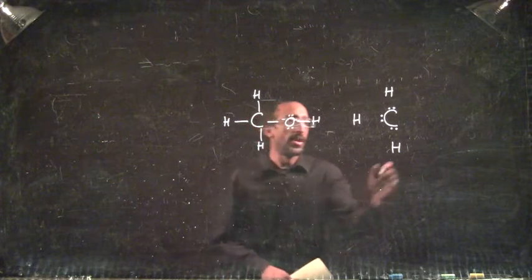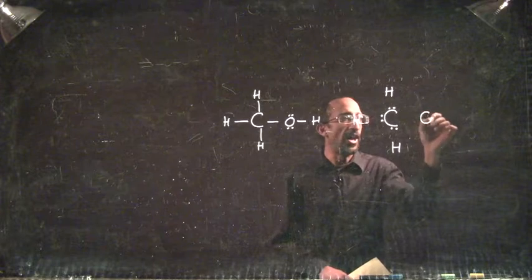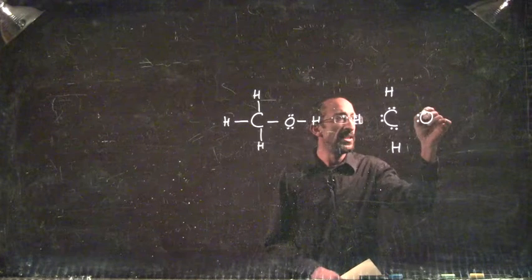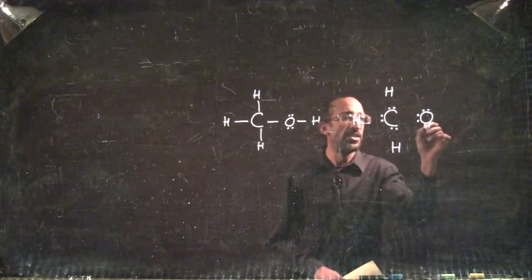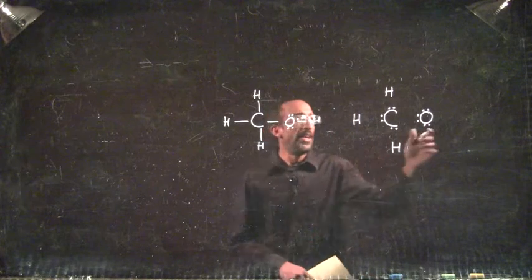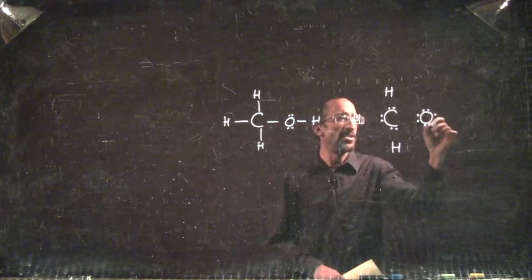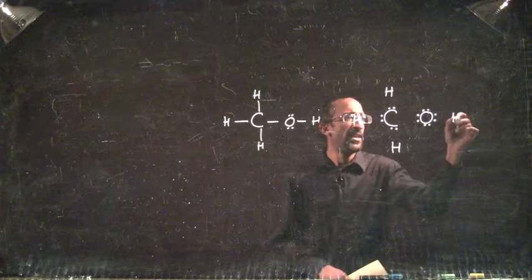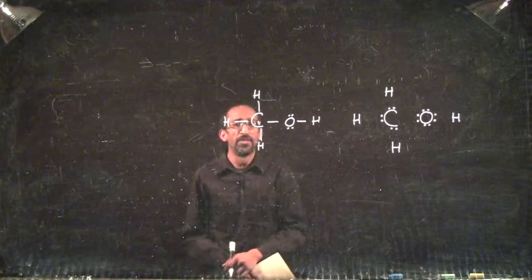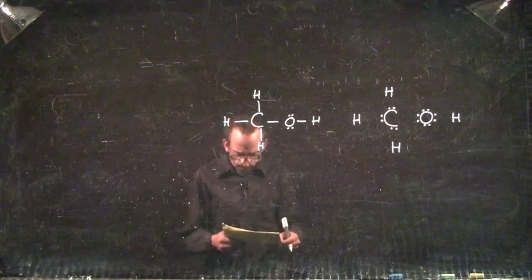We can do this also with our carbon-oxygen bond. Here now, oxygen is the more electronegative atom, so it's going to take both of the electrons from the carbon-oxygen bond. And finally, in the oxygen-hydrogen bond, oxygen is more electronegative, so it takes both of the electrons from that bond as well.